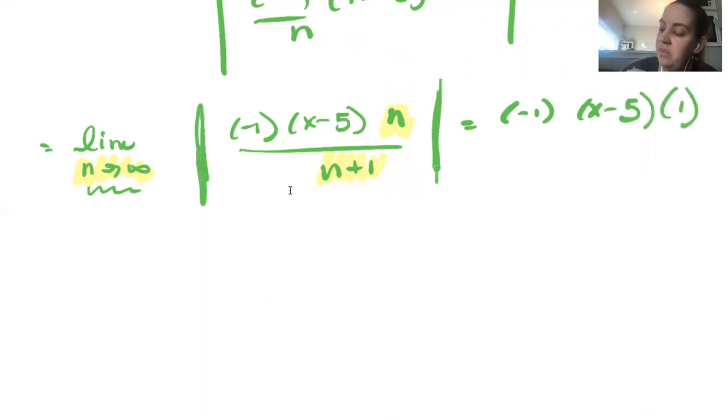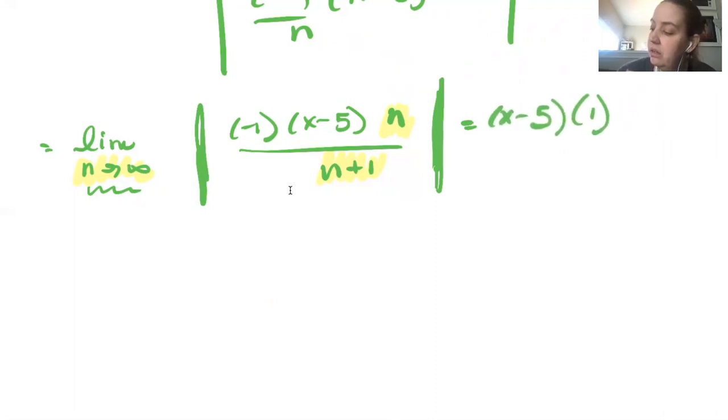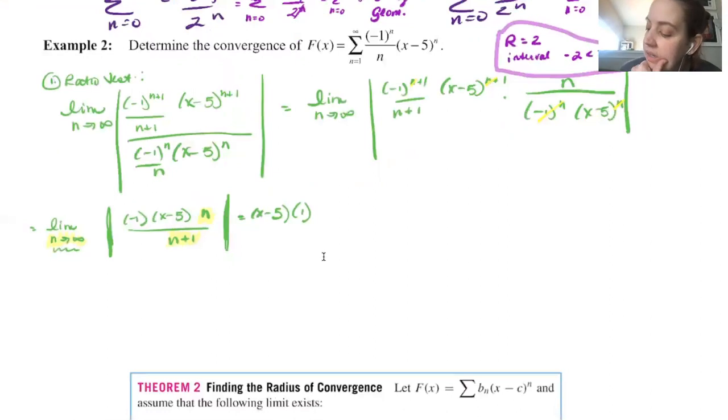What do these absolute value bars tell us? Don't worry about the sign change. So I don't need this negative 1. Okay, awesome. Now, where does this converge? Well, it converges when that ratio is less than 1. So I'm going to say that the absolute value of x minus 5 is less than 1. Set up your inequality.